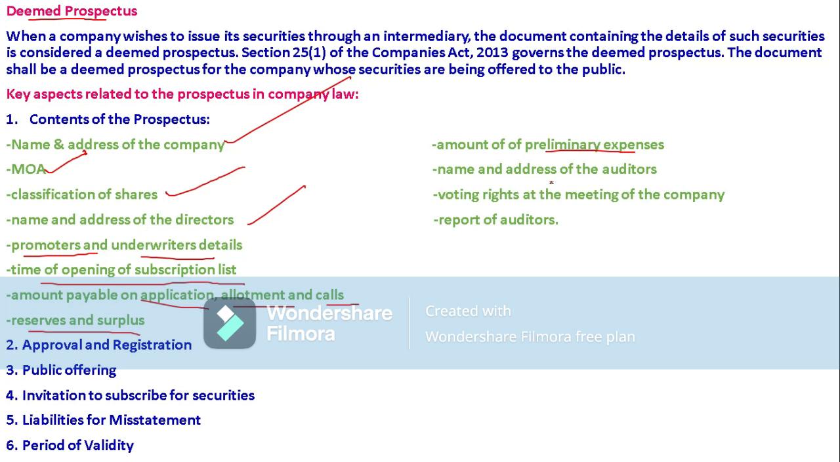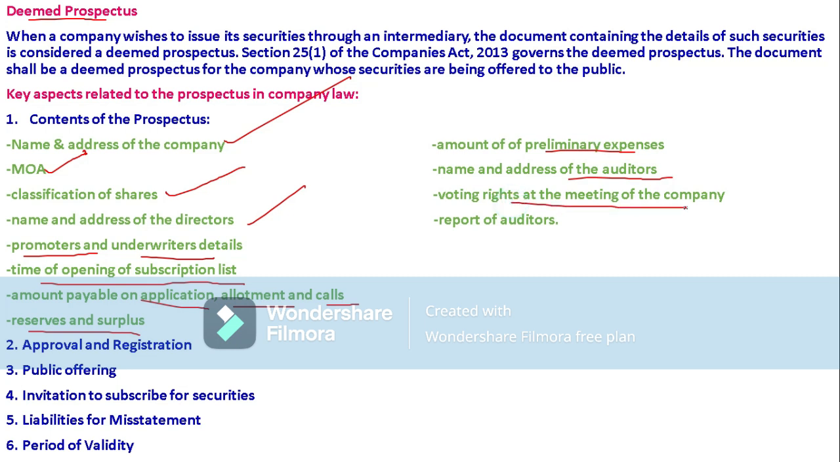And the names and addresses of the auditors also. Okay, because auditors are the key persons; they will give the auditing report regarding the company's performance. So their name and address is very important, because if there is any manipulation, we can legally go against the auditors.